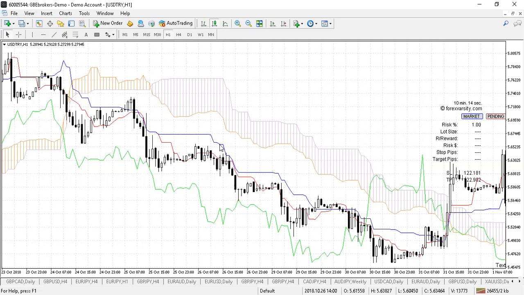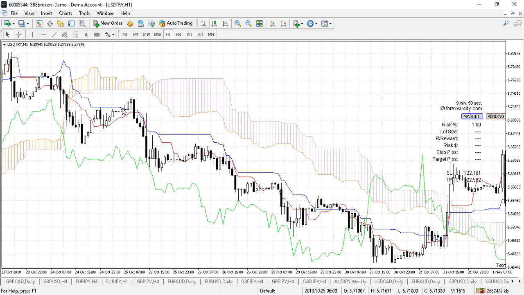Then you've got another line here, which is called your baseline. This works on a similar principle. The only difference is it takes the last 26 candlesticks and plots a line halfway between the high and the low of the last 26 candlesticks, and that is called your baseline.